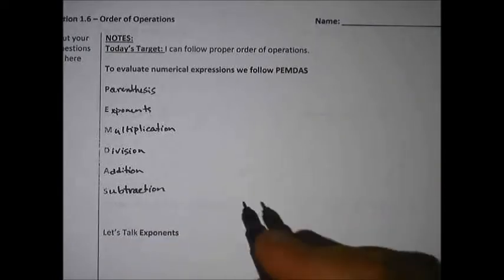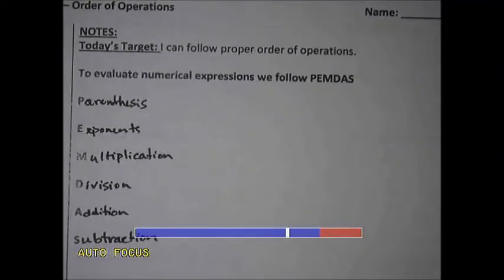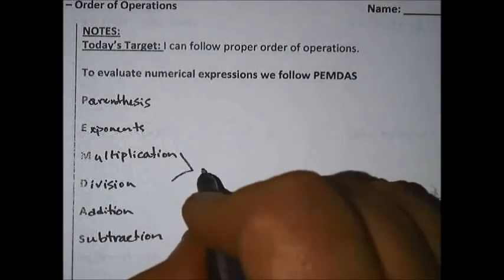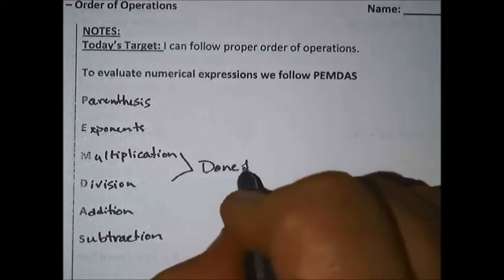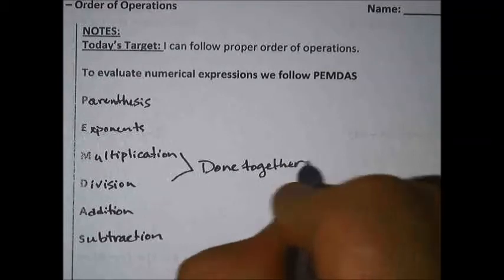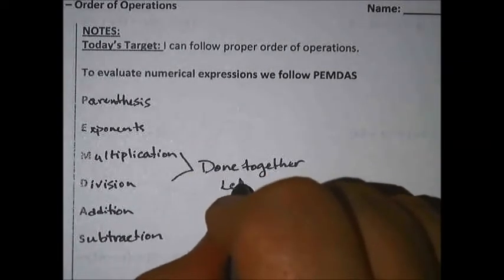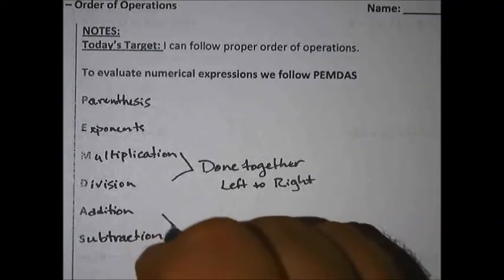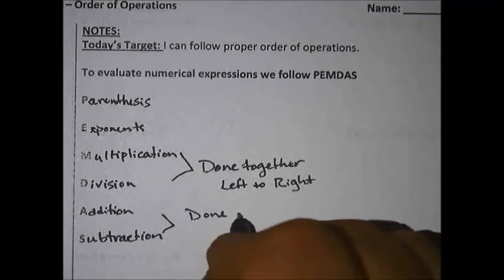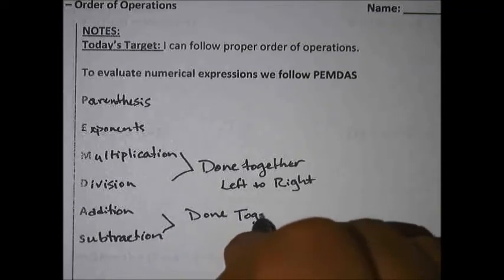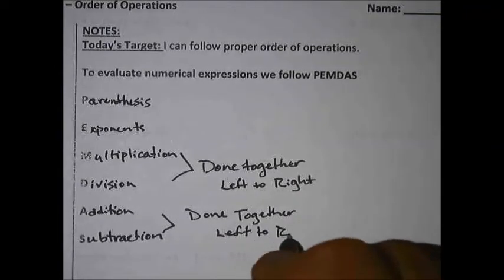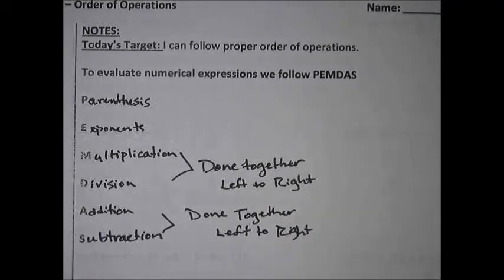A lot of times you'll see people write it this way, and it gets kind of confusing at times when it is written this way, but multiplication and division are done together, or in the same step, from left to right, along with addition and subtraction, done together, left to right. Okay, so it sounds kind of confusing when you start talking about it that way.